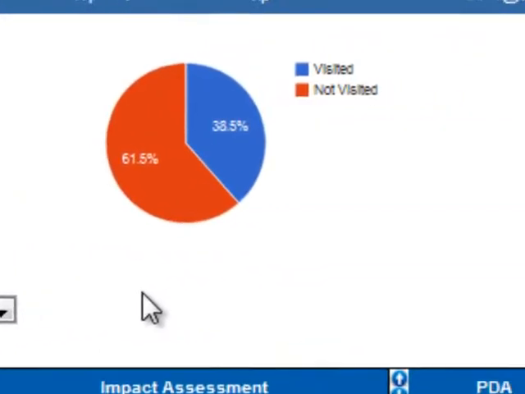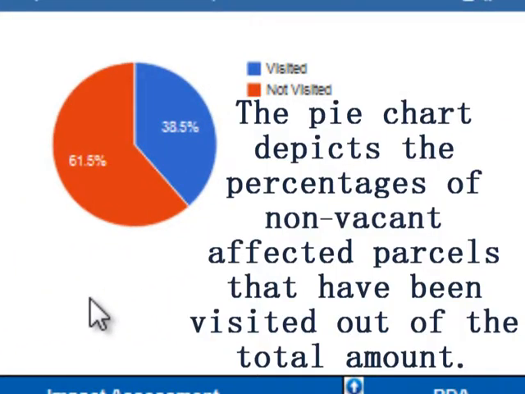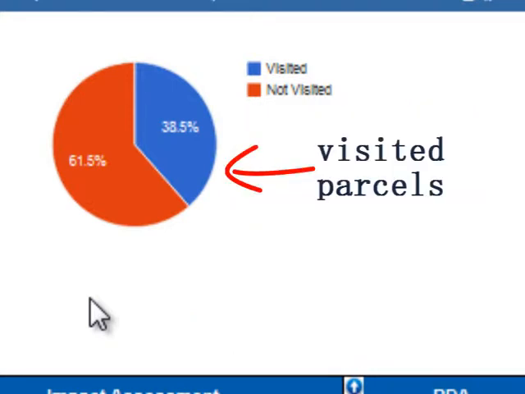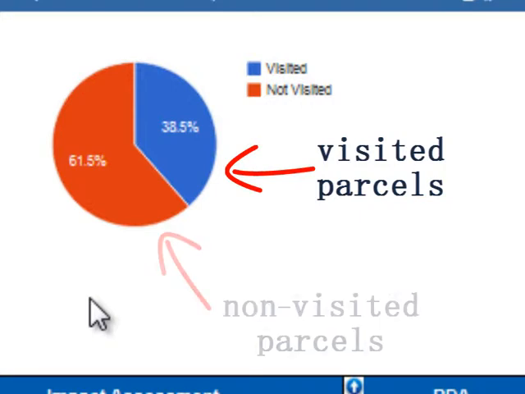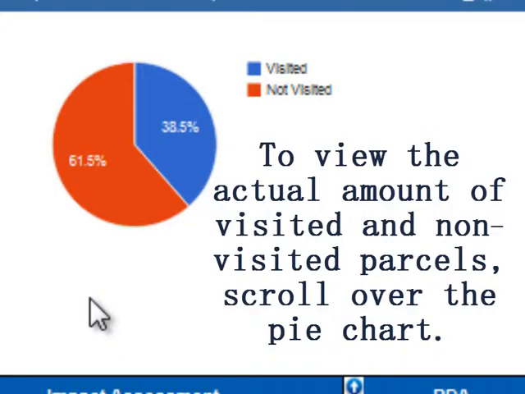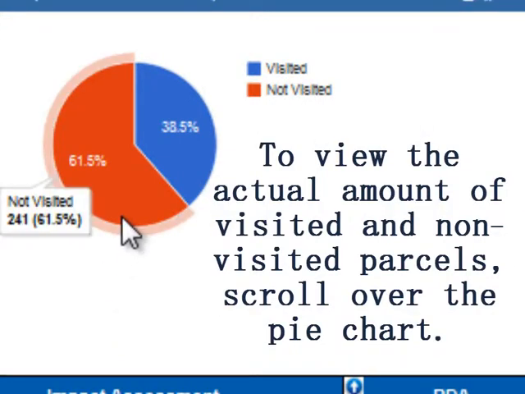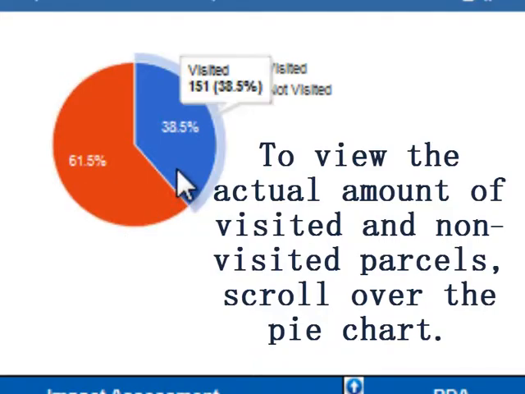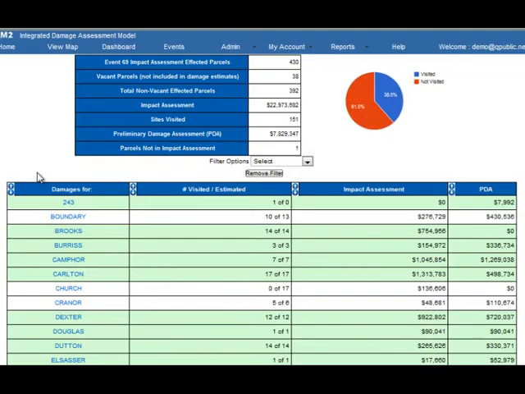The pie chart on the top right depicts the percentages of non-vacant affected parcels that have been visited out of the total amount. The blue color indicates the percentage of visited parcels, and the red color indicates the percentage of non-visited parcels. To view the actual amount of visited and non-visited parcels, scroll over the pie chart to highlight each of the sections. The table along the bottom allows for tracking the event in real time.